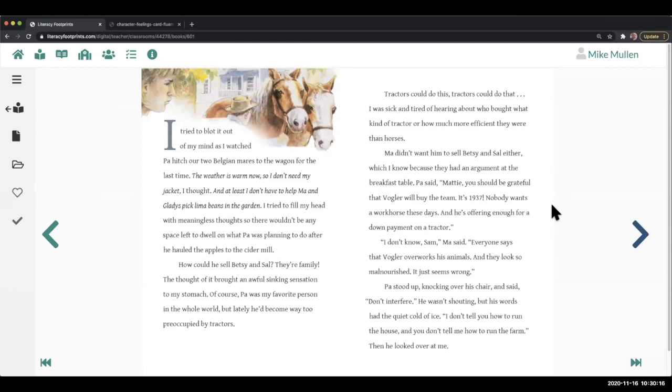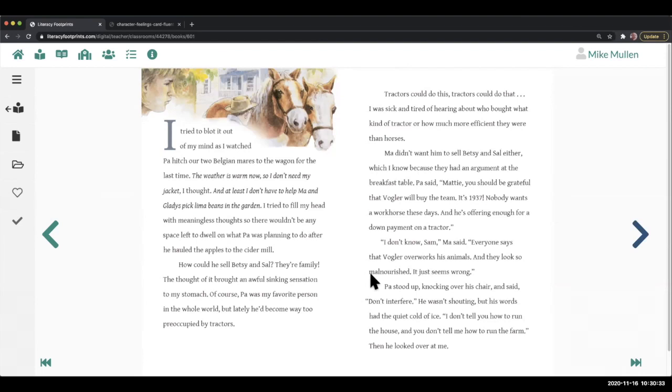I don't know, Sam, Ma said. Everyone says that Vogler overworks his animals and they look so malnourished. It seems wrong.